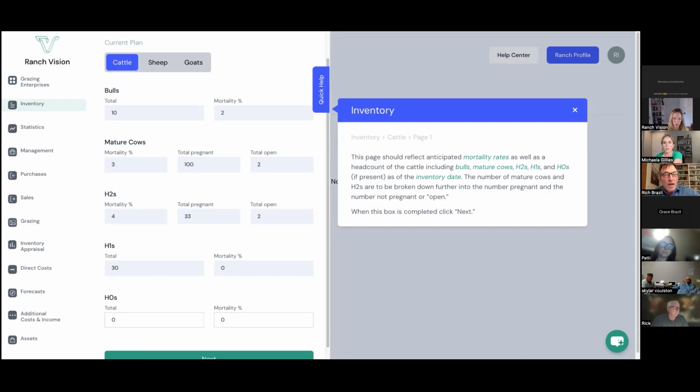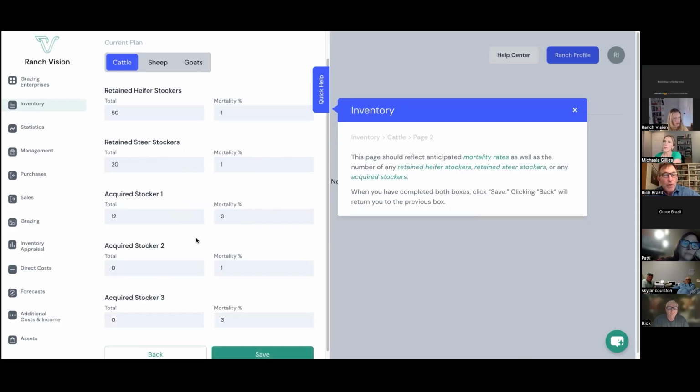So yeah, the next is inventory. How many animals of each class do you have? What are your expected mortality rates? And there's a next page there also. If you have any stockers currently at the time of the inventory, you just put those in and your expected mortality rates.